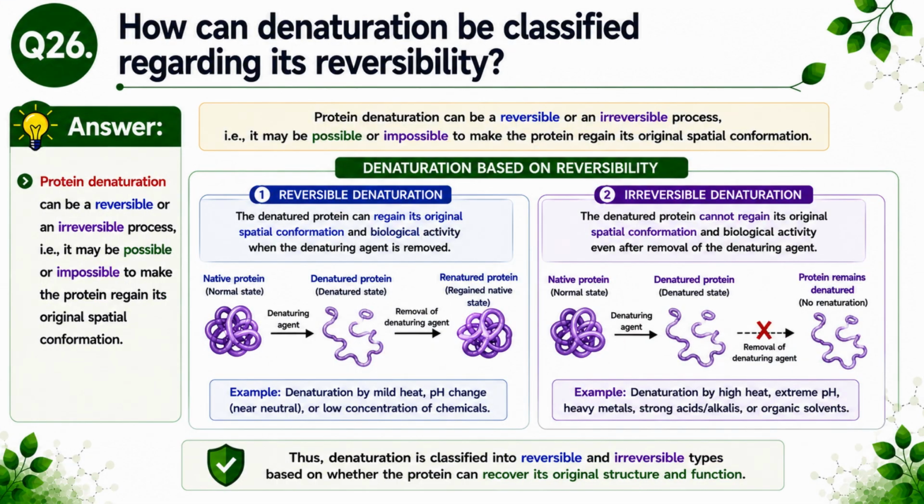Question number 26. How can denaturation be classified regarding its reversibility? Answer. Protein denaturation can be a reversible or an irreversible process, i.e., it may be possible or impossible to make the protein regain its original spatial conformation.